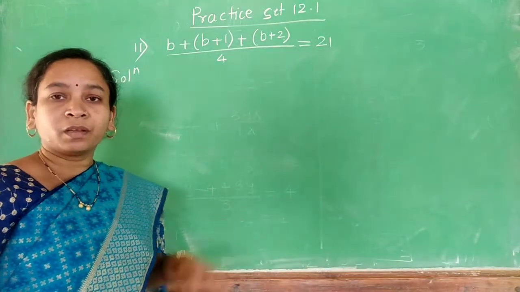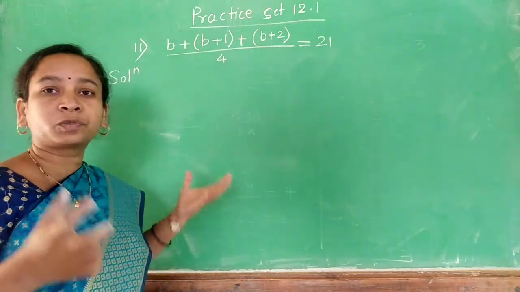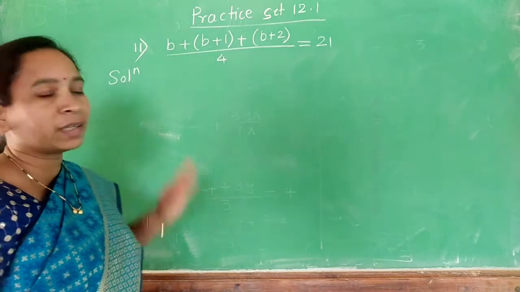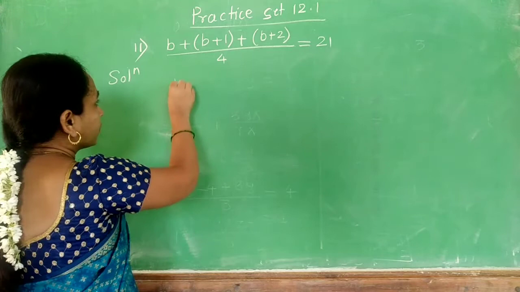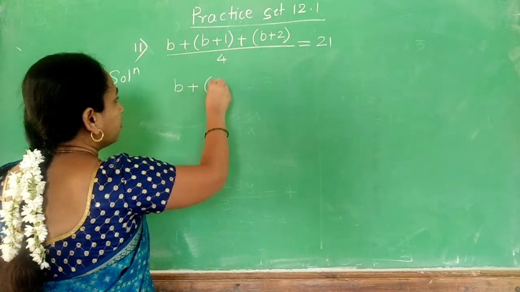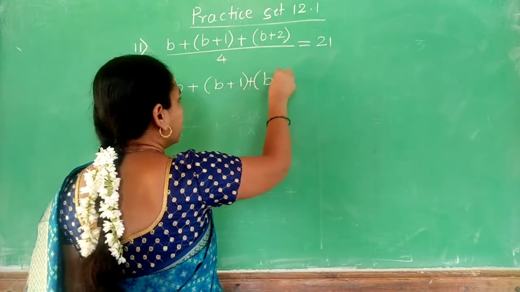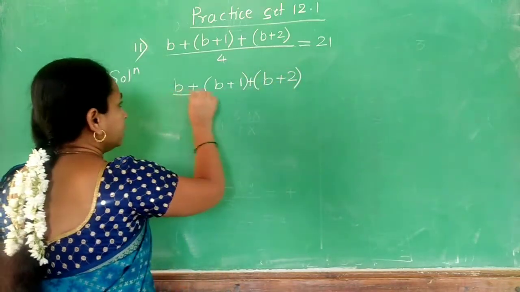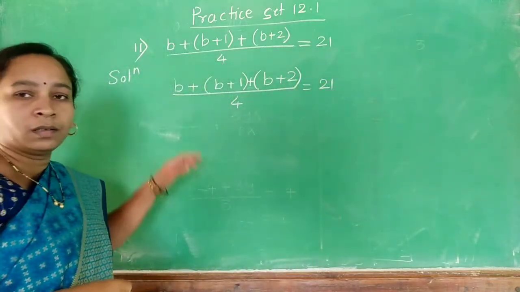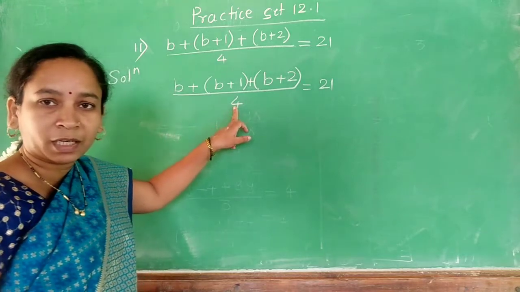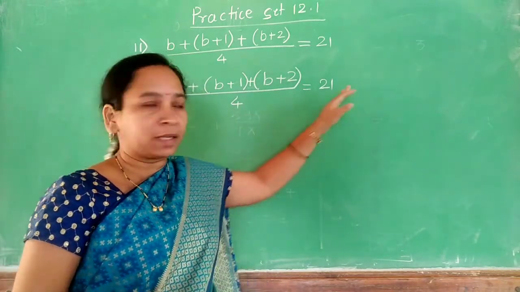11th example. Now students, if you see this example, you feel that it is too big an example. But actually it is a very easy example. So let's solve this example. b plus 1, here also plus b plus 2, and it is divided by 4. 4 is in division, transfer it here, so it will be multiplication.